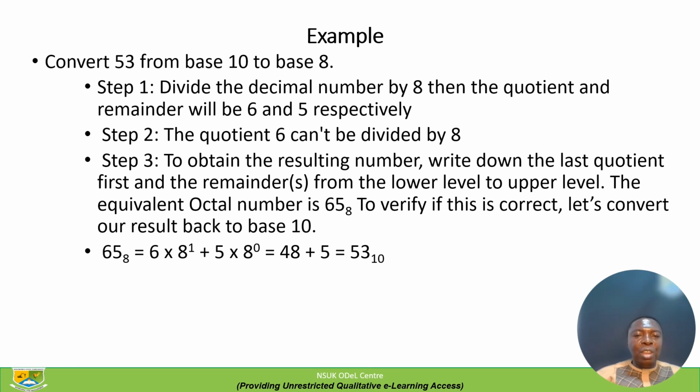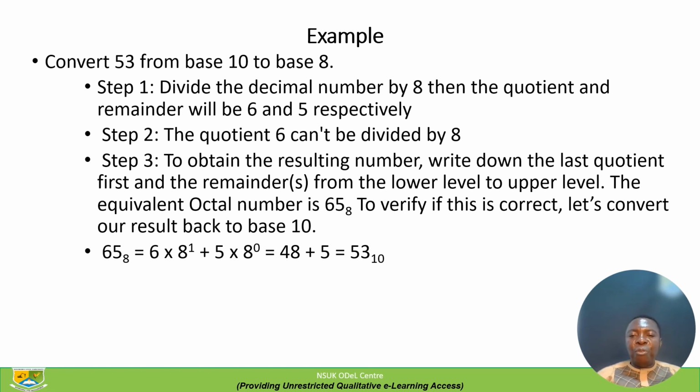Convert 53 from base 10 to base 8. Step 1, you divide the decimal number by 8; the quotient and remainder will be 6 and 5 respectively. Step 2, the quotient 6 can't be divided by 8. Step 3, to obtain the resulting number, write down the last quotient first and then the remainders from the lower level to the upper level. The equivalent octal number is 65 base 8.